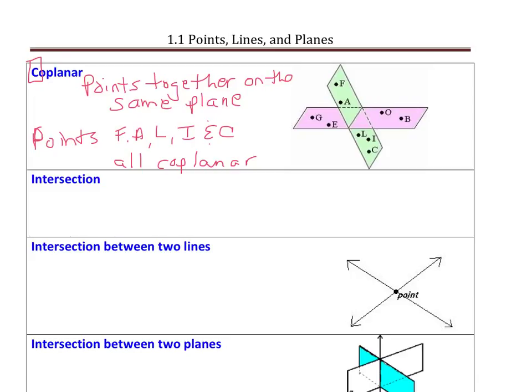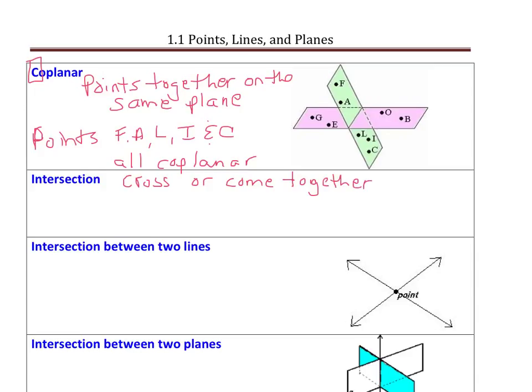Okay, intersection. So when you think about the word intersection, I think most people probably think about roads coming together, and that would be a good connection to make. Intersection of roads is where they cross or come together. That's a simple way to think about intersection.